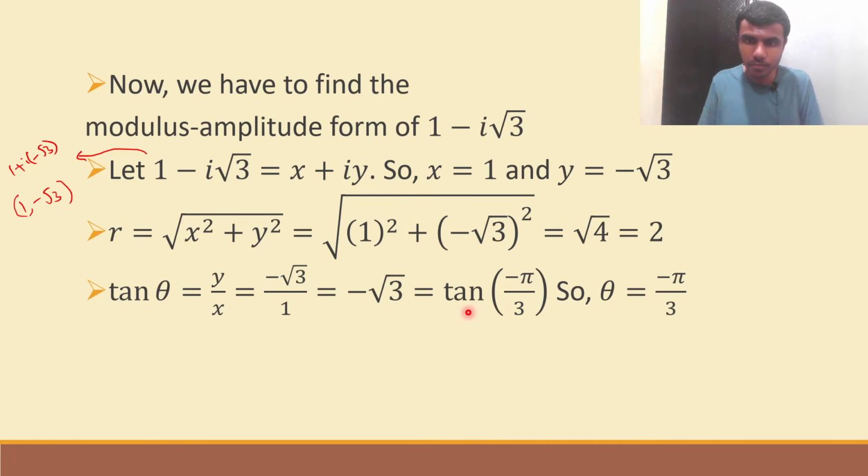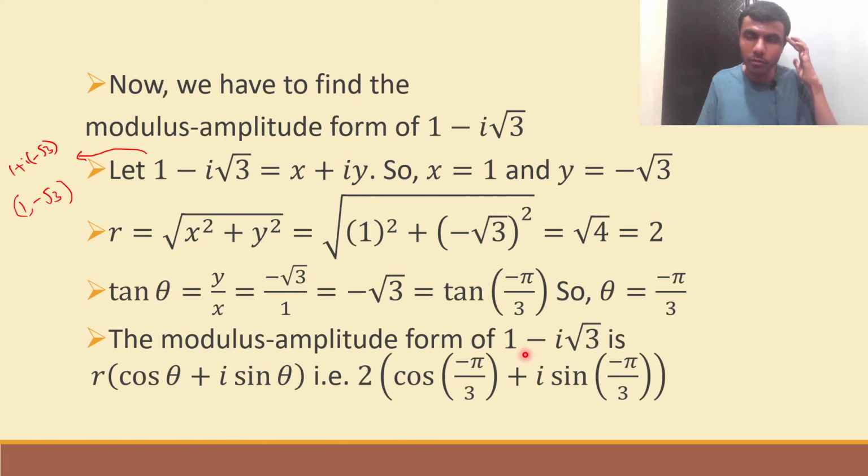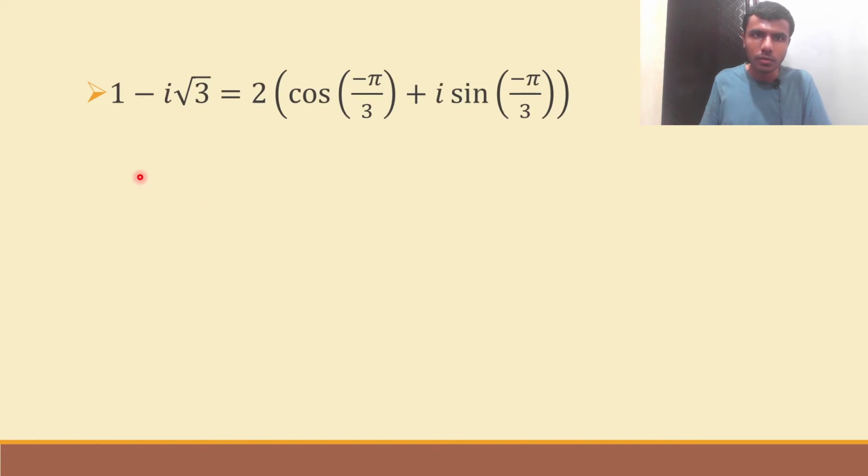Okay, fine. So this is basically tan inverse of minus root 3, so theta is minus pi by 3. Again, the modulus amplitude form of 1 minus i root 3 is r into cos theta plus i sin theta. That is 2 into cos of minus pi by 3 plus i sin minus pi by 3. So 1 minus i root 3 is 2 into this.